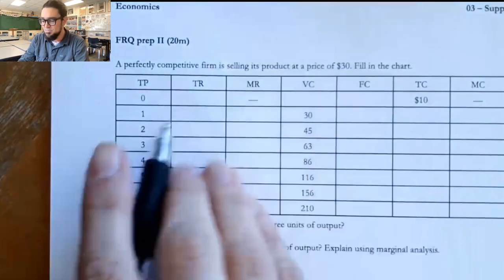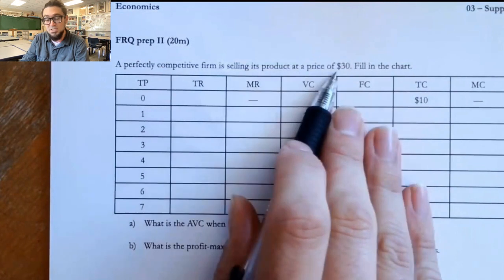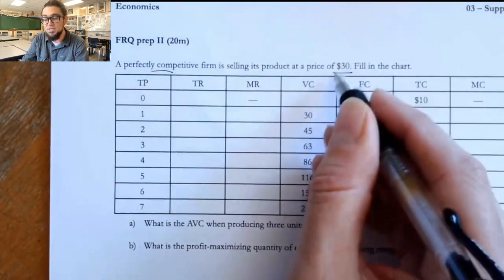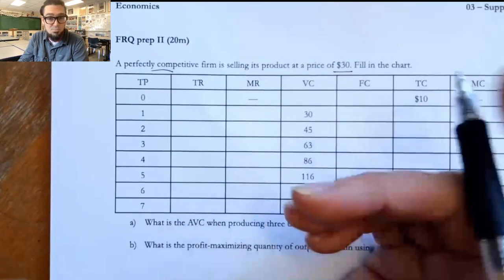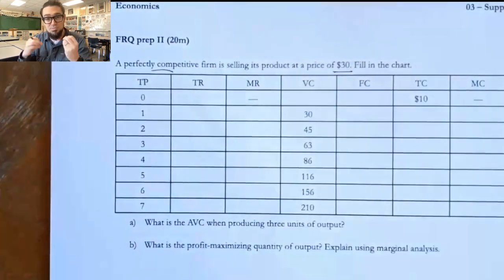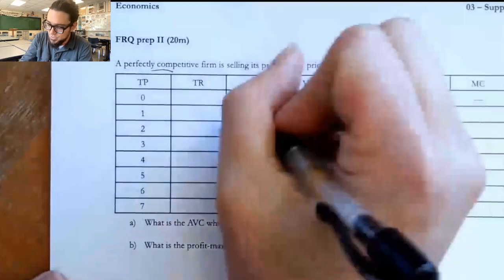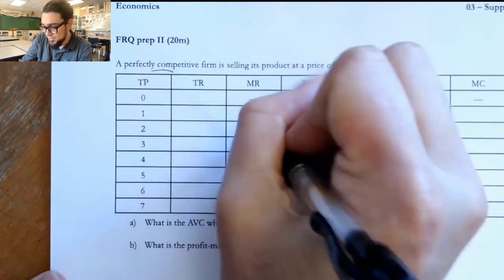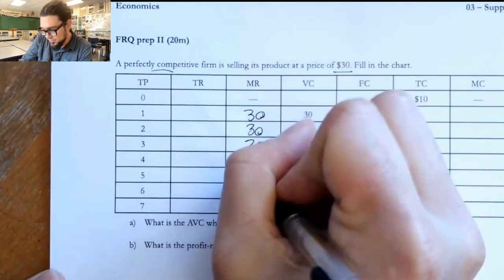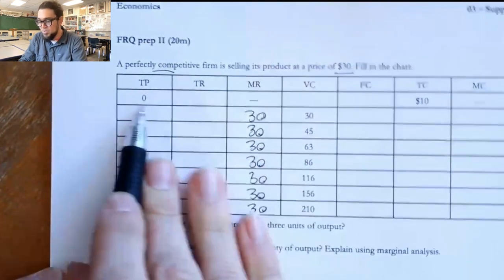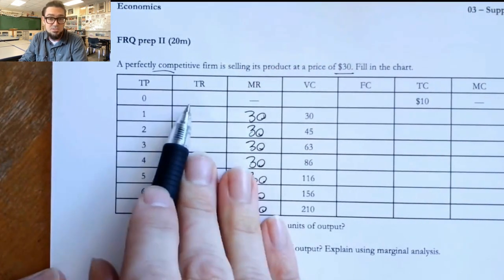So the first part is a perfectly competitive firm selling its product at a price of 30, fill in the chart. They tell you it's perfectly competitive so that you know the price is equal to the marginal revenue. And so we learned that MR, marginal revenue, demand for the firm, average revenue for the firm, and the price that the firm charges are all the same thing. So we can fill this in right now: 30, 30, all the way down 30. And we also know that the price times the total product gives us total revenue.